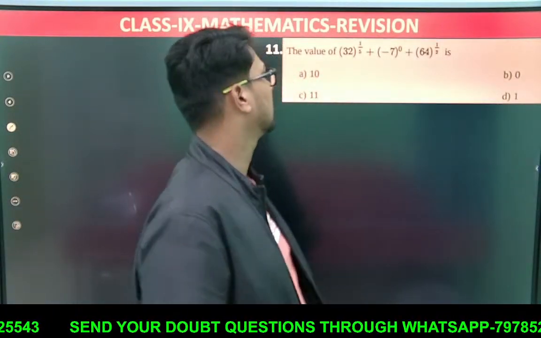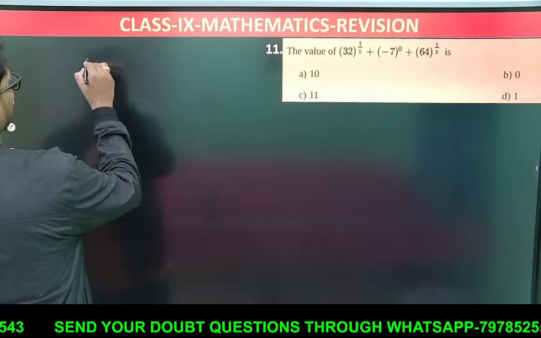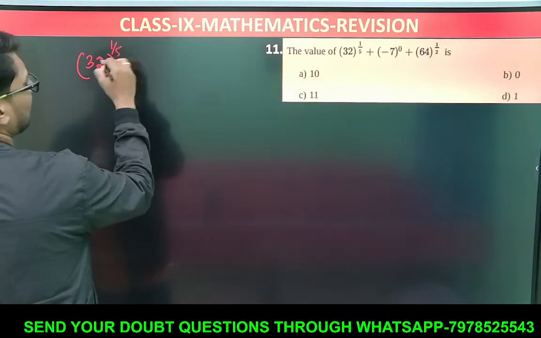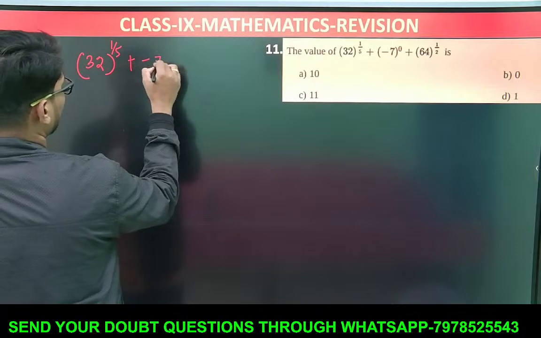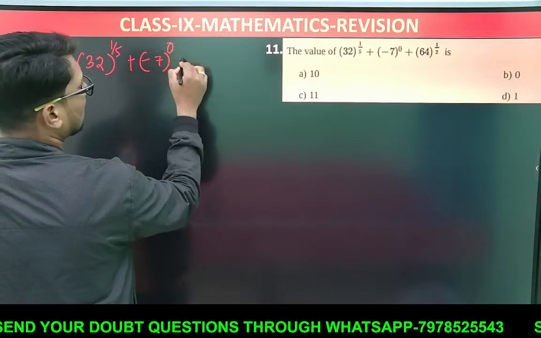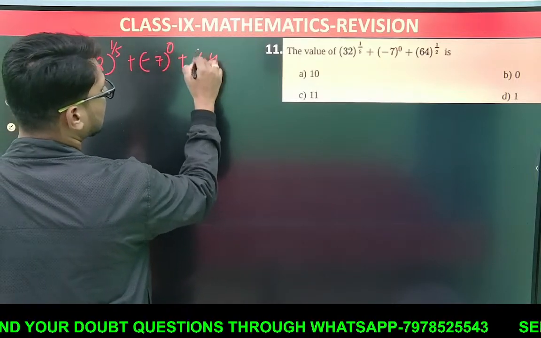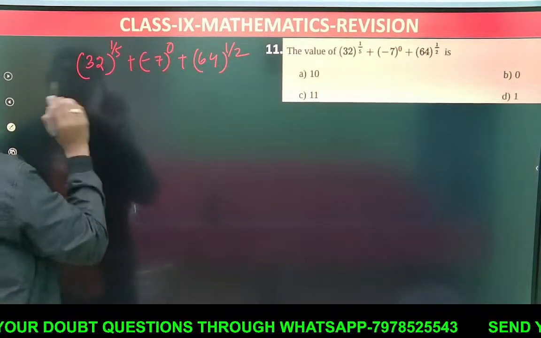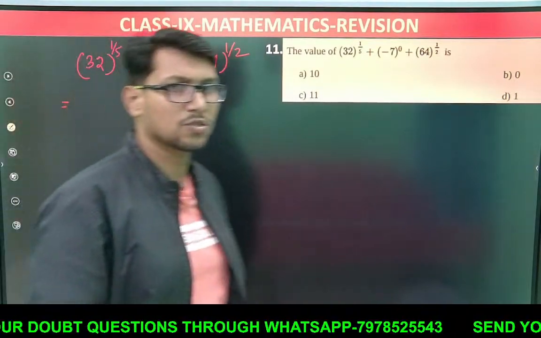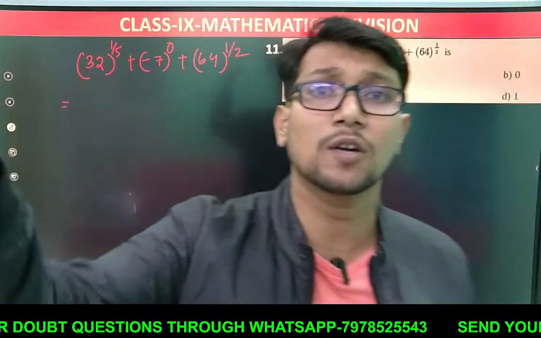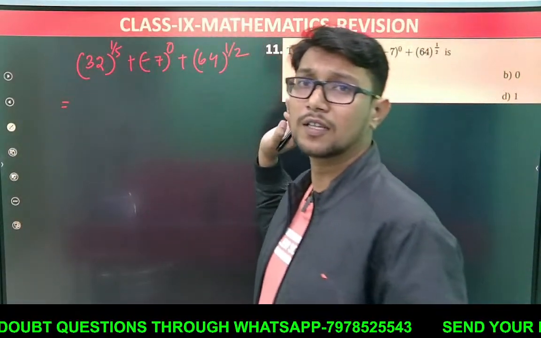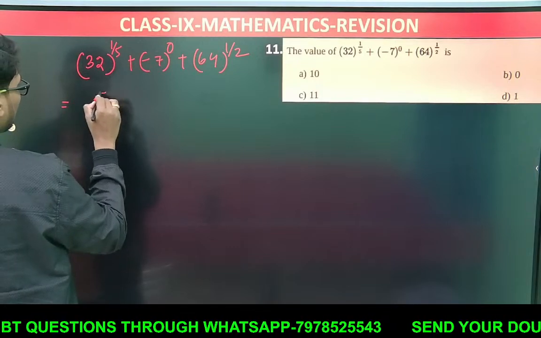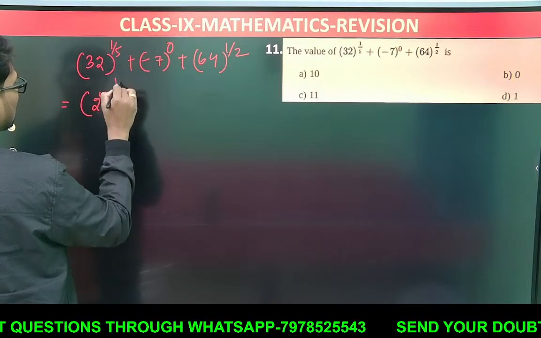The question is saying like this: 32 to the power 1 by 5 minus 7 to the power 0 plus 64 to the power 1 by 2. So this equals to 32 to the power 1 by 5. How much is that? Matlab fifth root of 32. Or if I am simplifying, I can write 2 to the power 5 is 32, whole to the power 1 by 5.